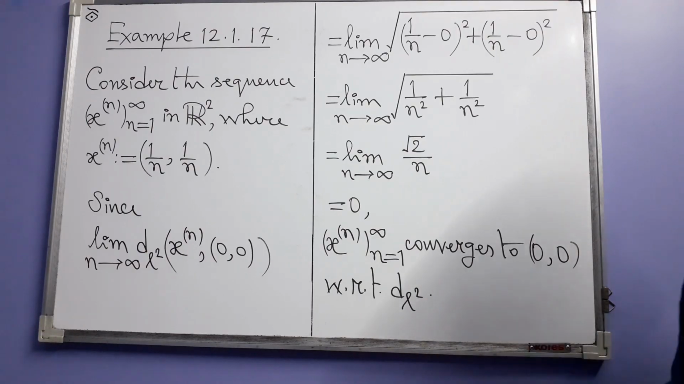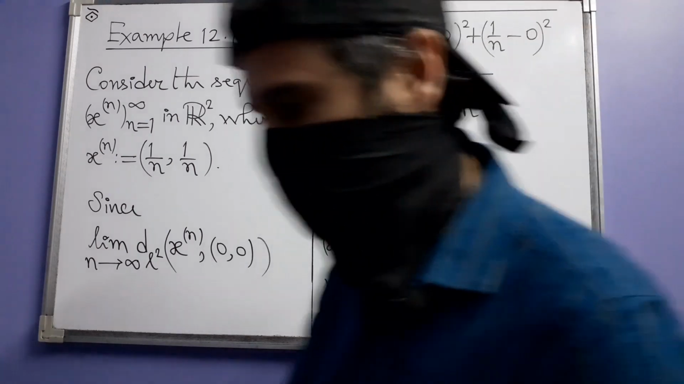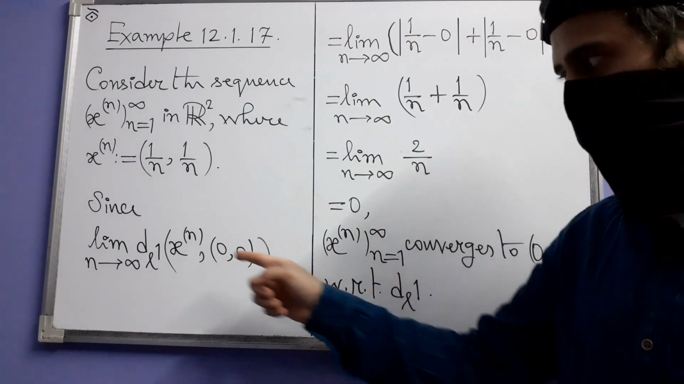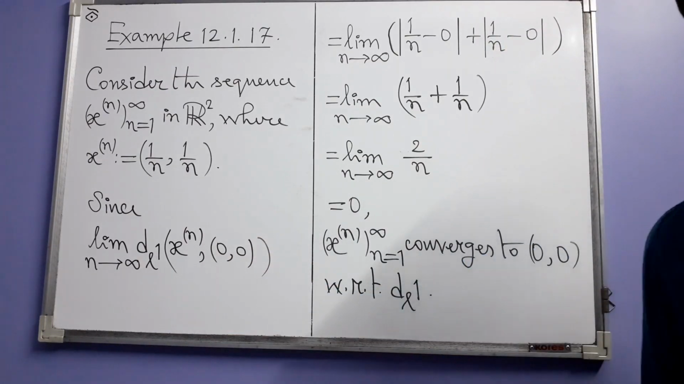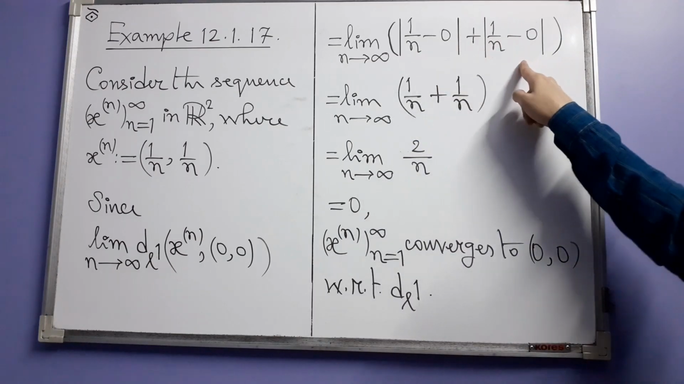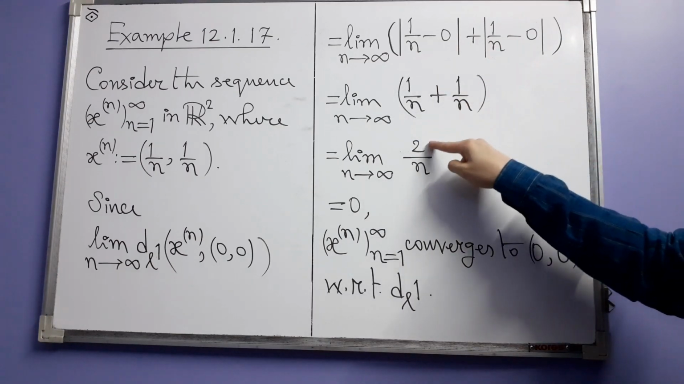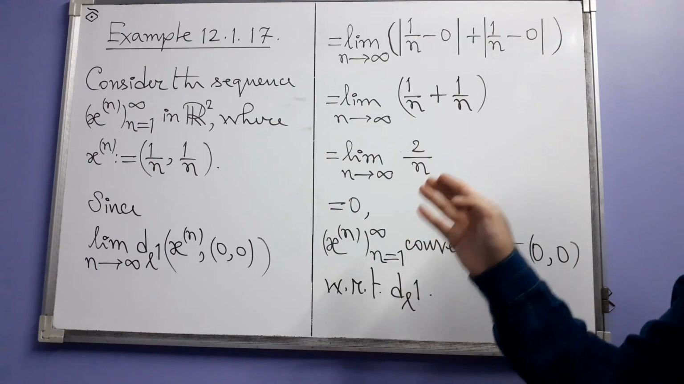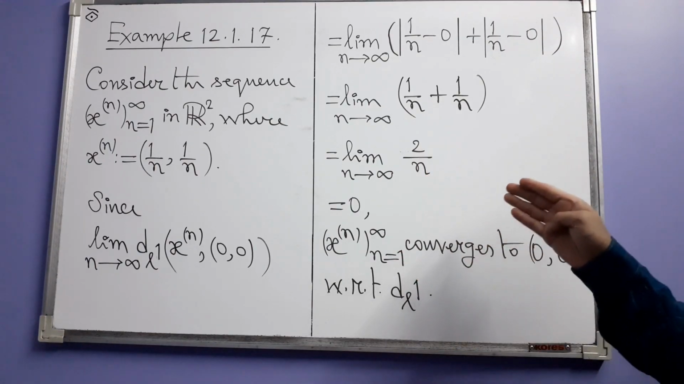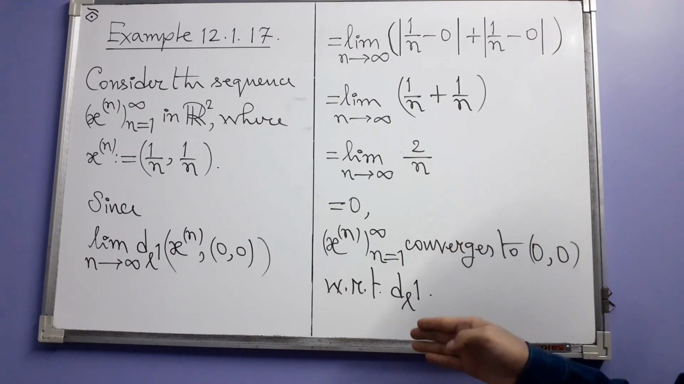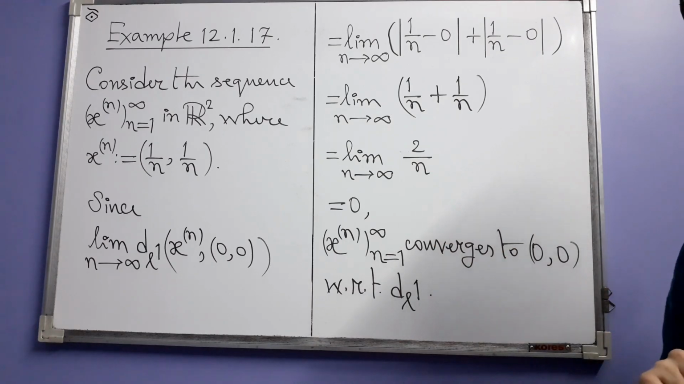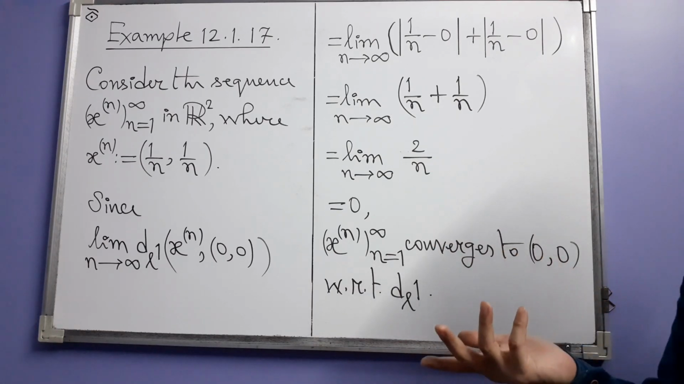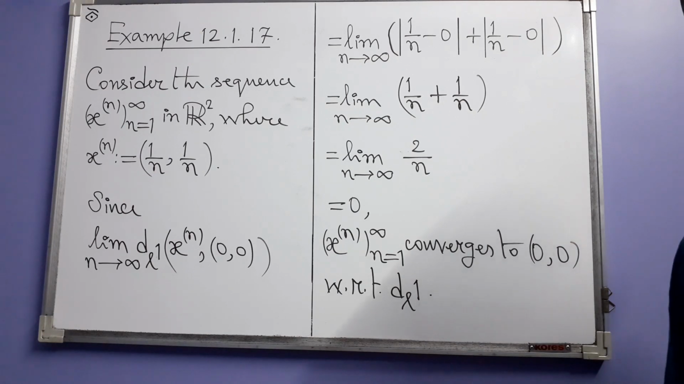Now if instead of dL2 we consider dL1, what will happen? Let's see. So if we change the Euclidean metric to the taxicab metric dL1, then the distance definition changes. So now the distance is this, and that turns out to be 2 divided by n, which again converges to 0. So in the taxicab metric also, with respect to the taxicab metric dL1, that same sequence converges to the same point 0, 0. Next, let us also see the sup norm metric dL infinity.